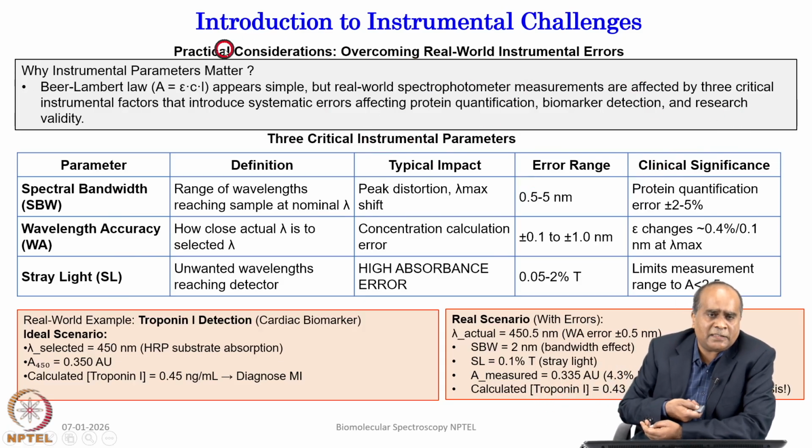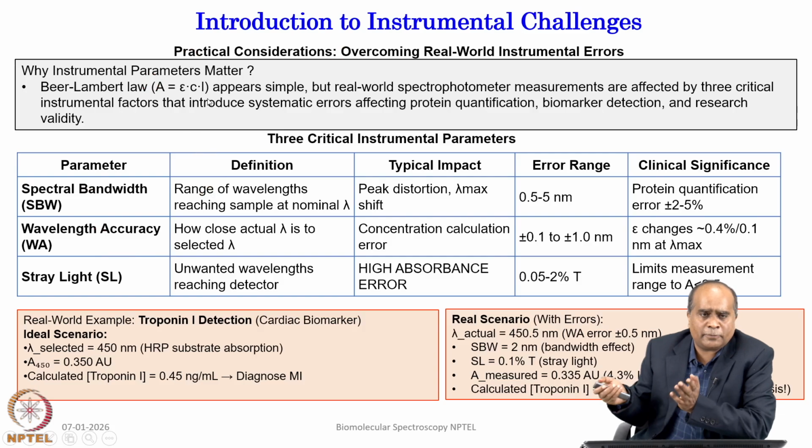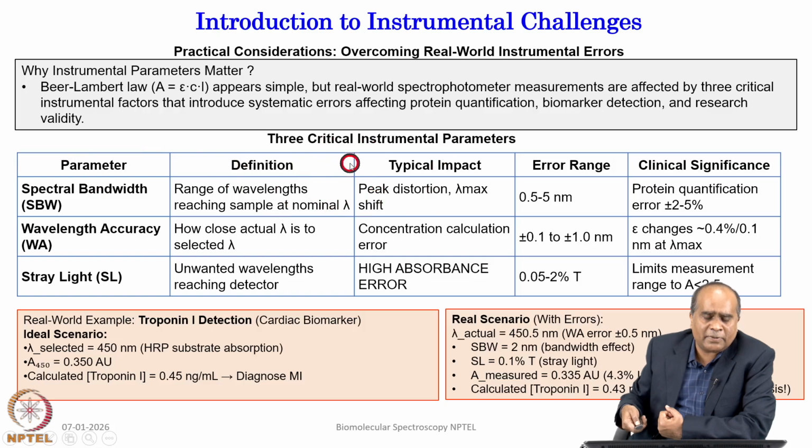See, if there is a change in spectral bandwidth, if your bandwidth is not correct... Bandwidth means the range of wavelengths that is reaching the sample, nominally at lambda. If that is not happening, peak distortion can be introduced.